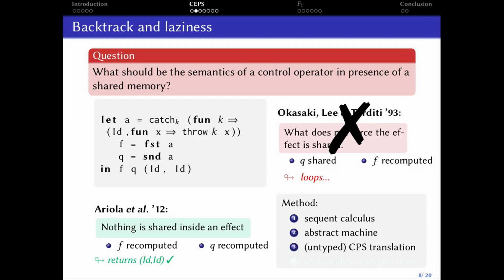What was their method? In the paper, they defined a sequent calculus for a classical call-by-need calculus, and then they derive from the sequent calculus an abstract machine, and then from the abstract machine they derive an n-type CPS translation. This is known as the method of Danvy's semantic artifacts.